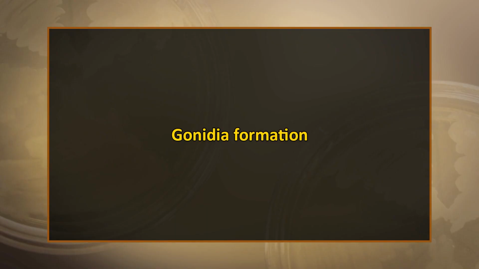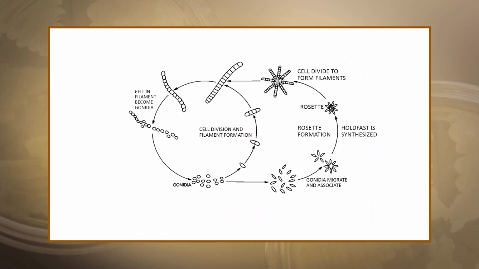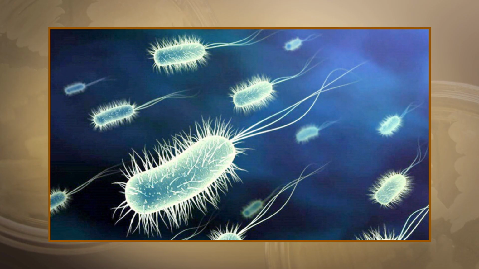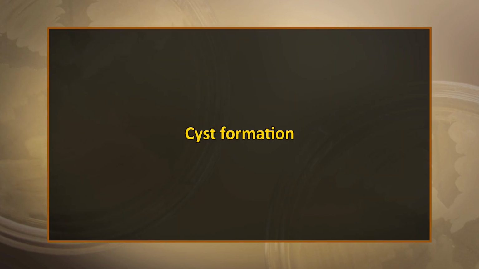Number 4, gonidia formation. In this case, the bacterial cell produces a number of flagellated daughter cells within. These daughter cells are also called swarmers. The cell wall of the parent cell ruptures, releasing gonidia. This is reported in Rhizobium species. Number 5, cyst formation.